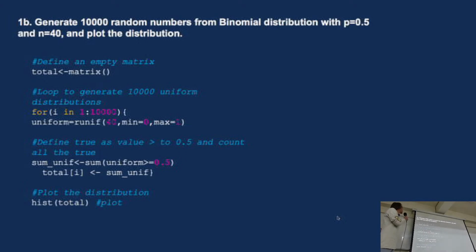Then for the second question, generate 10,000 random numbers from a binomial distribution with p equal 0.5 and n equal 40, and then plot the distribution again. First I define an empty matrix, and I create a loop to generate 10,000 uniform distributions. I use the function runif with 40, which is the number n, and a minimum and maximum of 0 and 1. Then I define a limit p of 0.5, and all the values upper than p are true, and the values lower are false. Then I make a sum of the true values, and I put all these totals in the matrix I created before.